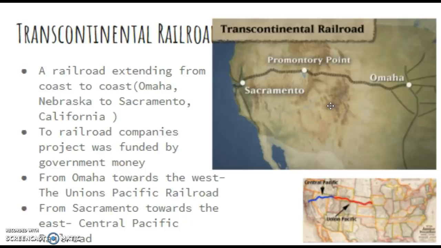So if we look at this map here, from Omaha towards the west, this was known as the Union Pacific Railroad. And then from Sacramento to the east, this here was known as the Central Pacific Railroad. And there's another image down here that might be a little bit easier for you to understand.